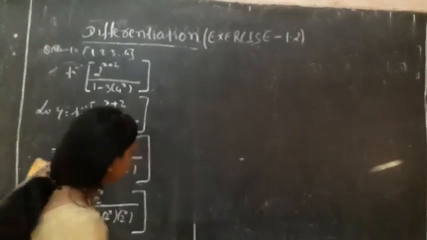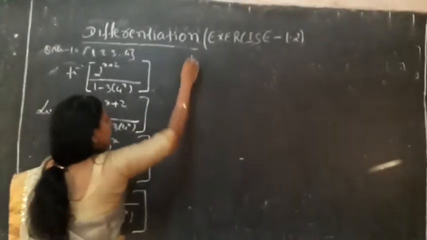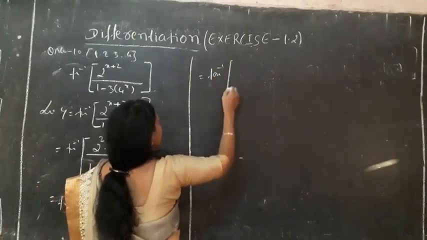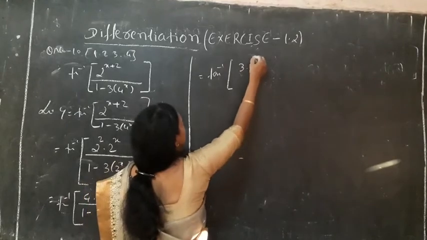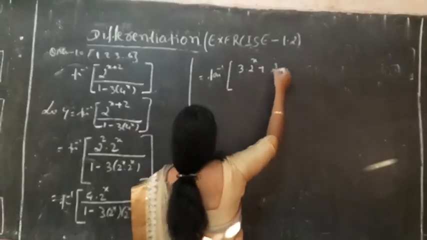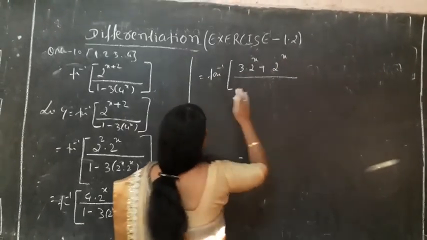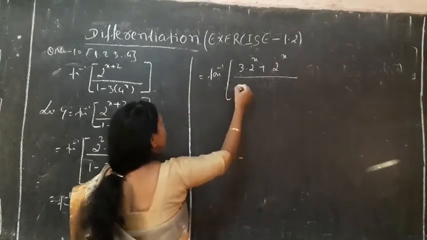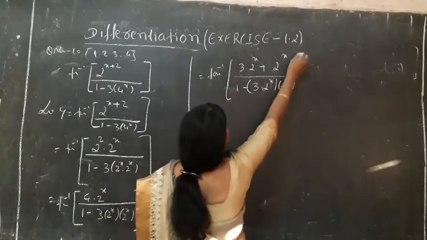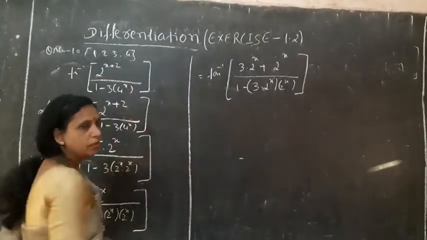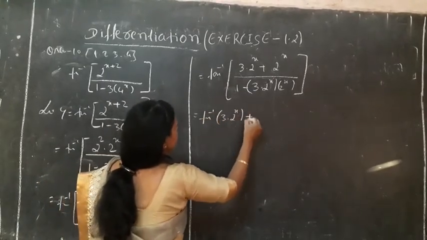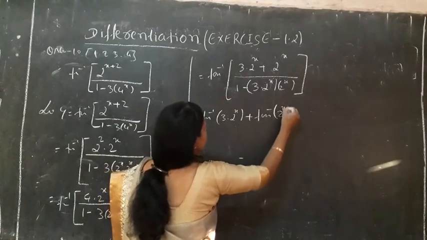Now, adjust the numerator. Okay. Then how are we going to adjust the numerator? Tan inverse of 3 into 2 raised to x plus 2 raised to x. Okay, this becomes 4 into 2 raised to x. This step is ready for differentiation. We can write this as tan inverse of 3 into 2 raised to x plus tan inverse of 2 raised to x.